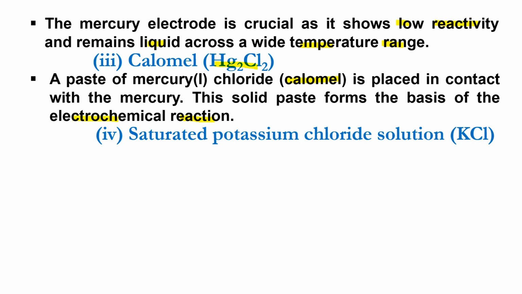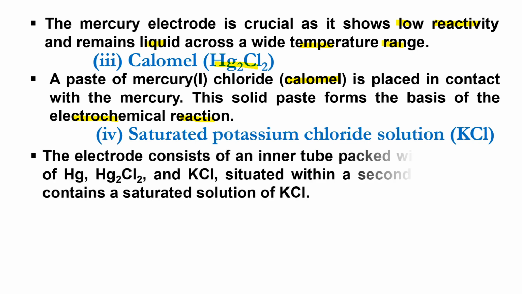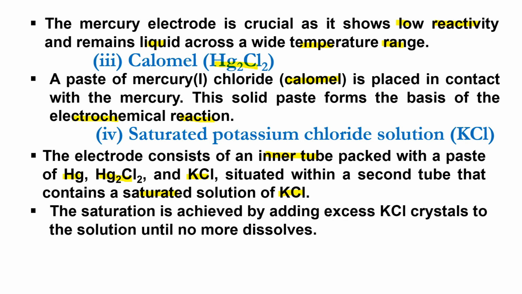Saturated potassium chloride solution, KCl. The electrode consists of an inner tube packed with a paste of mercury, mercurous chloride and potassium chloride, situated within a second tube that contains saturated potassium chloride solution. The saturation is achieved by adding excess potassium chloride crystals to the solution until no more dissolve.